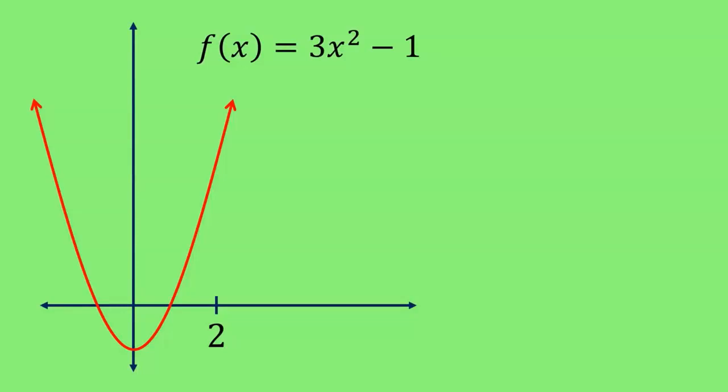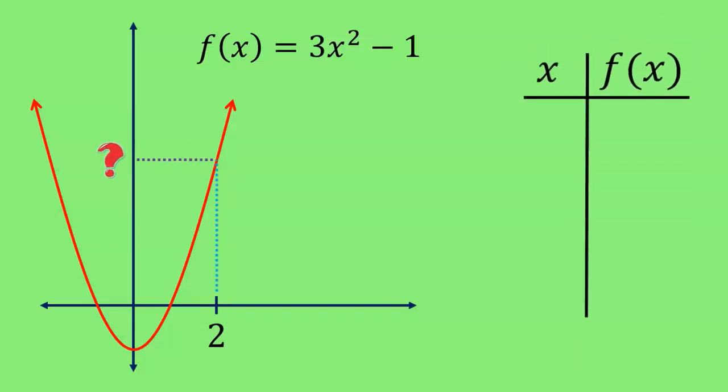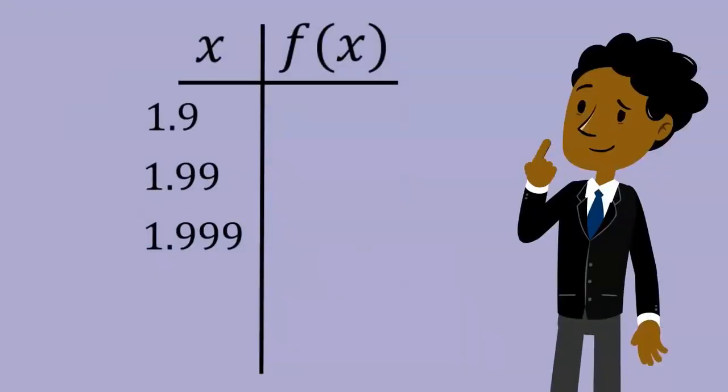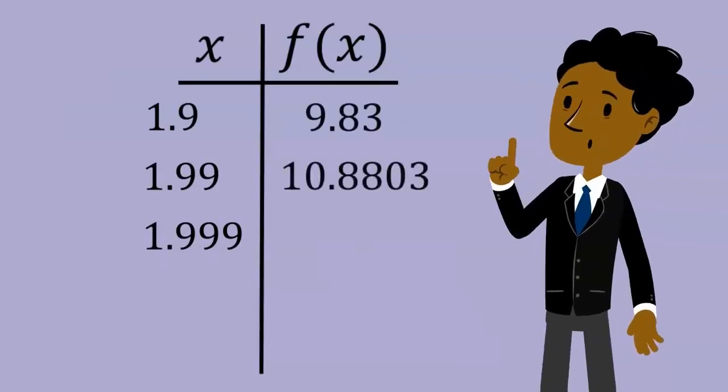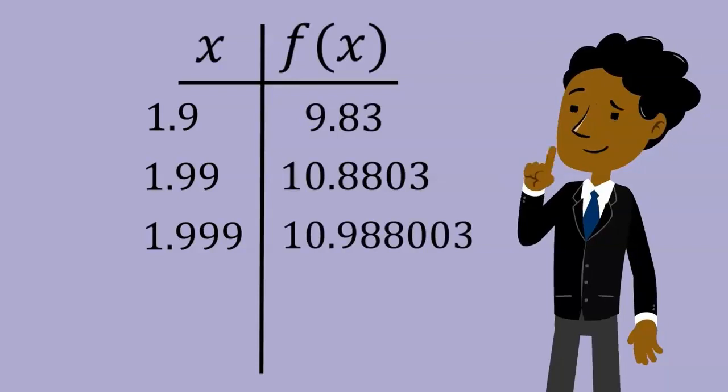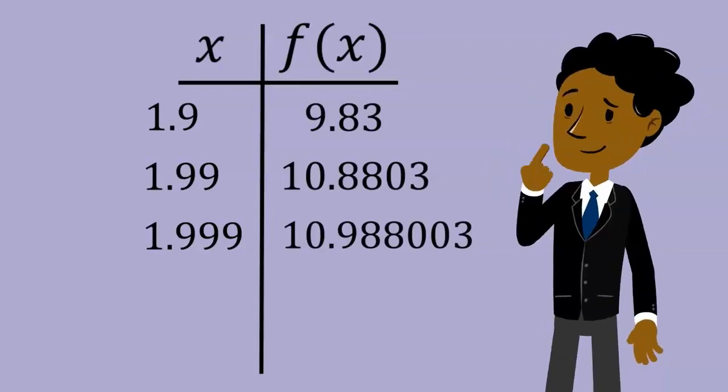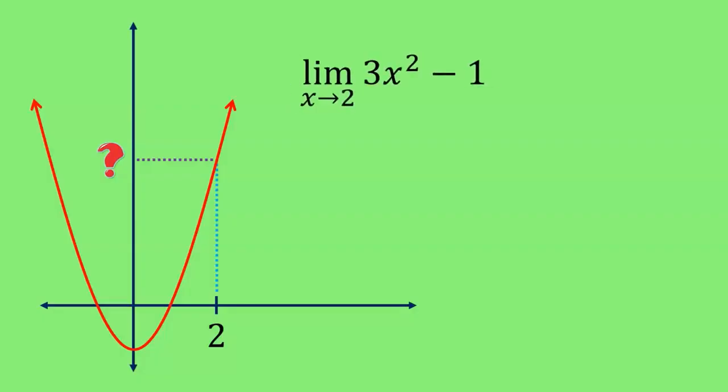For this function, I'm really curious what value the function is approaching as I use x values close to the number 2. Let's see this by using some inputs like 1.9, 1.99, and 1.999. When I use these, I get values such as 9.83, 10.8803, and 10.988003. From these values, it appears that the function is approaching 11. So we say that the limit of the function as x approaches 2 is 11.